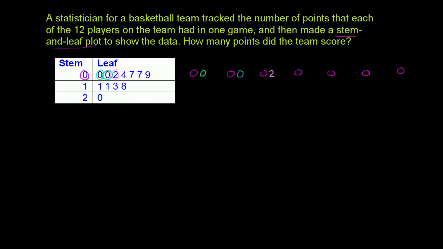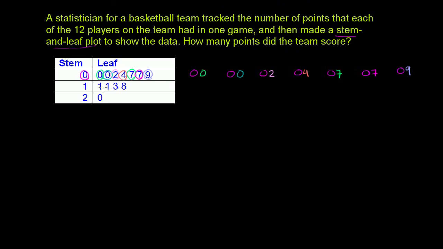This player, let me do orange, had 4 for his ones digit. This player had 7, then this player also had 7, and this player had 9 for his ones digit. So the way to read this is you had one player with 0 points, 0, 2, 4, 7, 7, and 9. It's kind of silly saying the 0 was a tens digit. You could even have put a blank there, but the 0 lets us know that they didn't score anything in the tens place. But these are the actual scores for those 7 players.